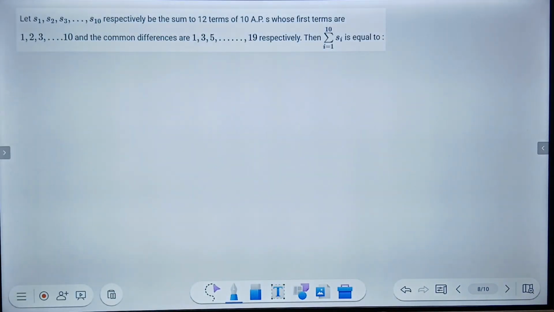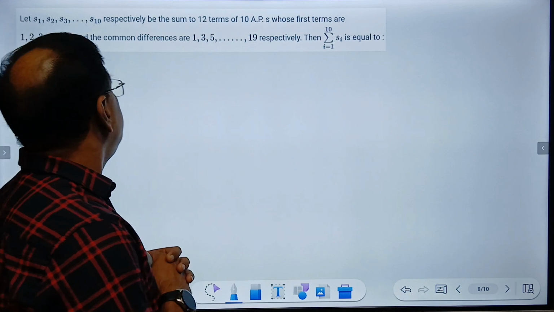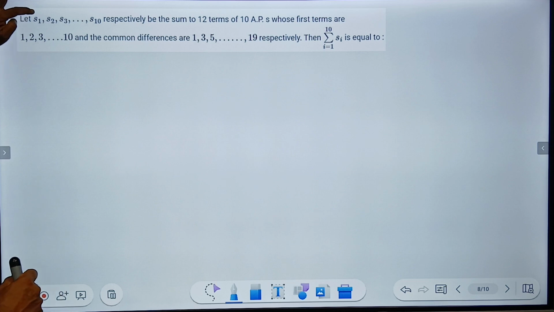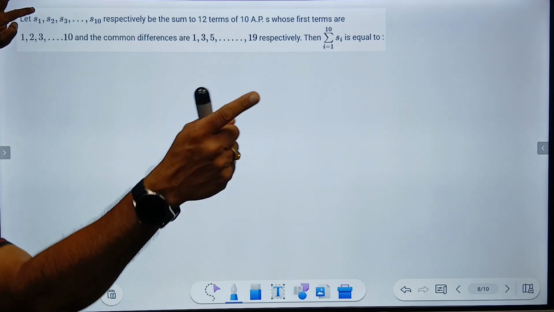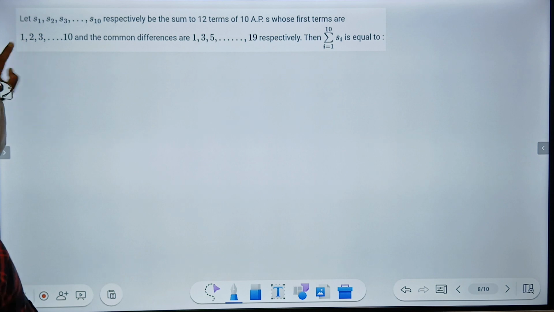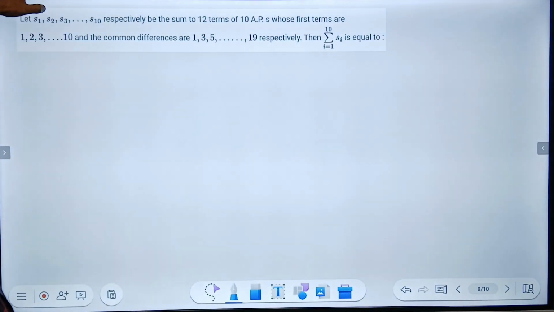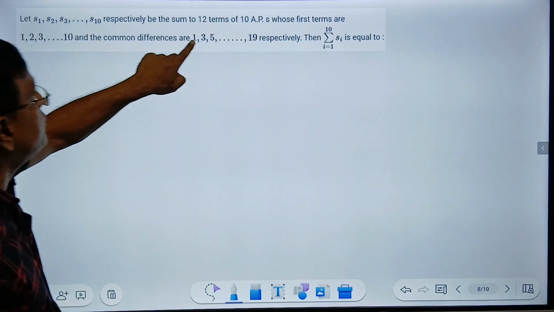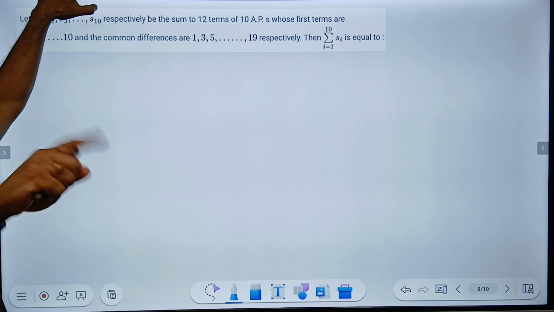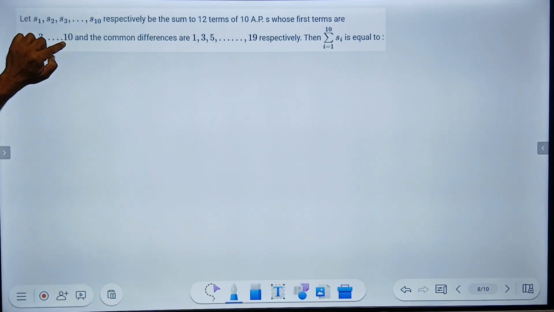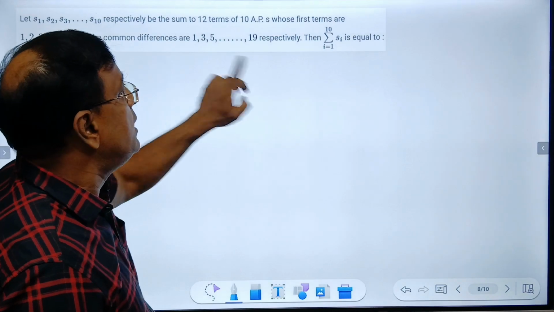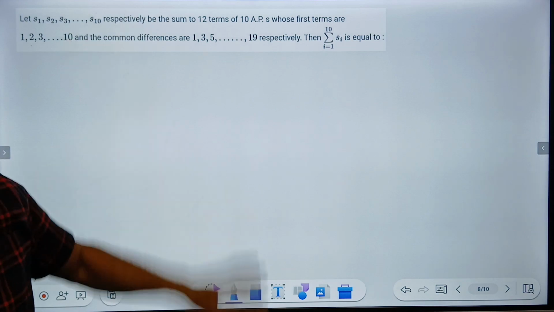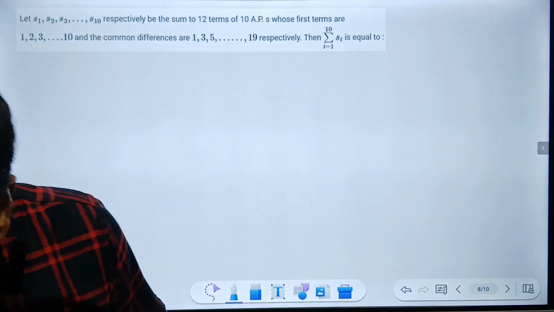The fourth question is: S1, S2, S3, up to S10 respectively are sums of 12 terms of 10 APs. See, S1 is the sum of 12 terms whose first term is 1, common difference is 1. S2 is the sum of 12 terms of an AP whose first term is 2, common difference is 3. S10 is the sum of 12 terms of an AP whose first term is 10 and common difference is 19. And he is asking me to find the sum of all these sums. Okay. Now how do I go about it?